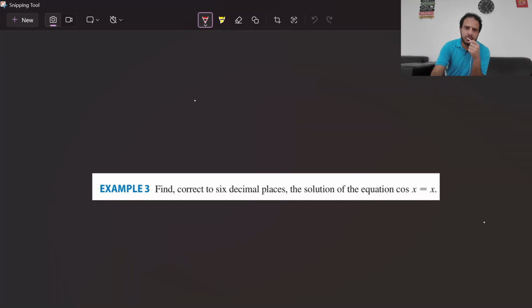Now you can find x1 using the graph of cosine x and x. But before that, let's write the formula. Remember the formula is this one: x(n+1) equals xn minus f(xn) over f prime(xn). To start using Newton's method, we need to find x1, right? We also need the function. But before that, let's find x1. You can find it using the graph.